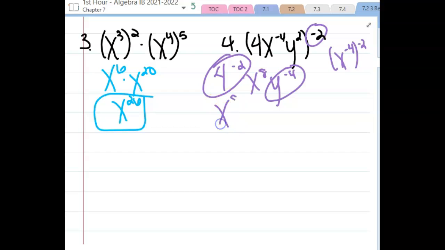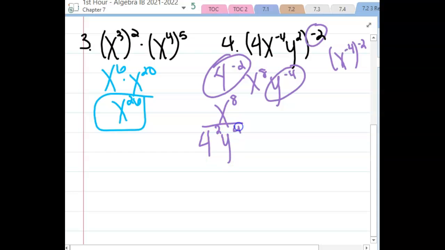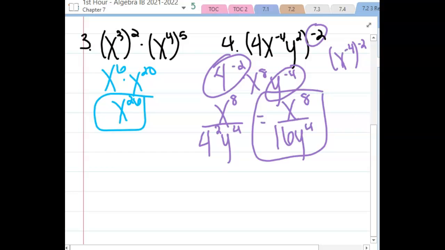So the x to the 8th stays in the numerator. The 4 moves to the denominator, and the y moves to the denominator. And the last thing, we would never want to leave it as 4 squared. We would do x to the 8th over 4 squared, 4 times 4 would give me 16 y to the 4th.